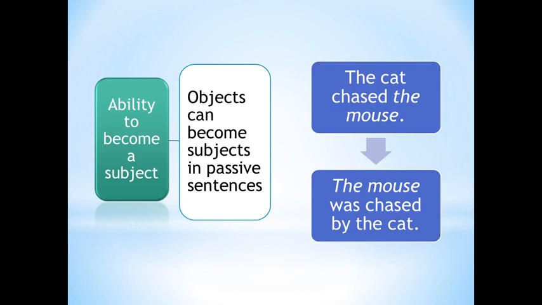Contohnya, the cat chased the mouse. Subjek the cat, the mouse adalah objek. Nah, dalam kalimat pasif, the mouse was chased by the cat. The mouse yang pertama tadi sebagai objek dalam kalimat aktif menjadi subjek dalam kalimat pasif.